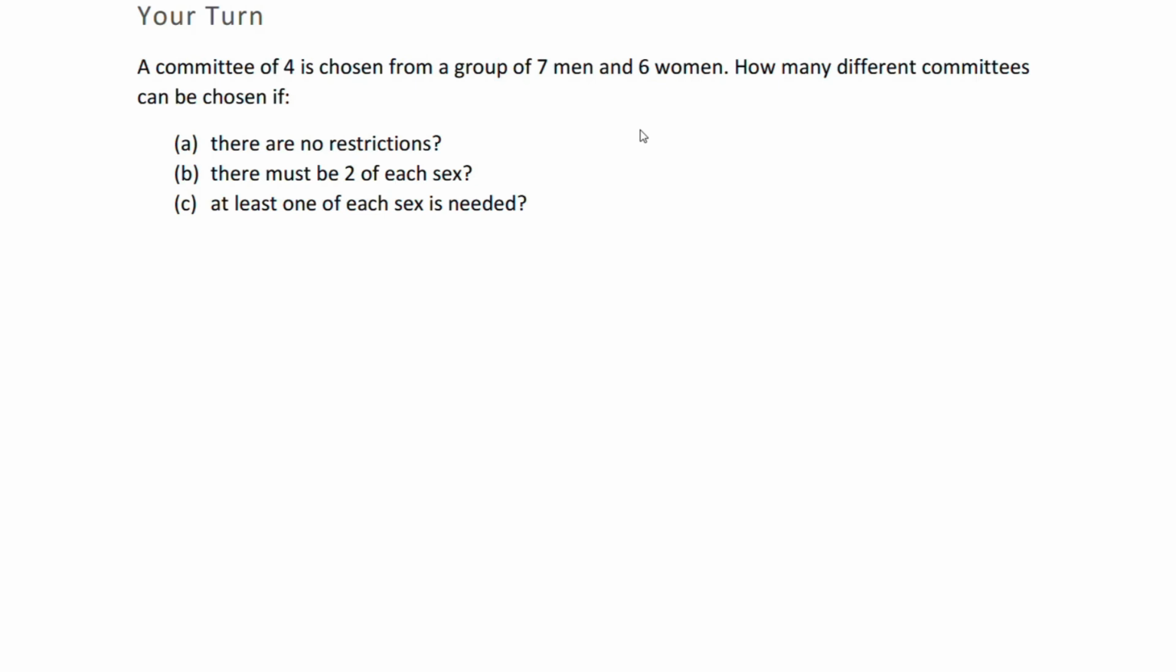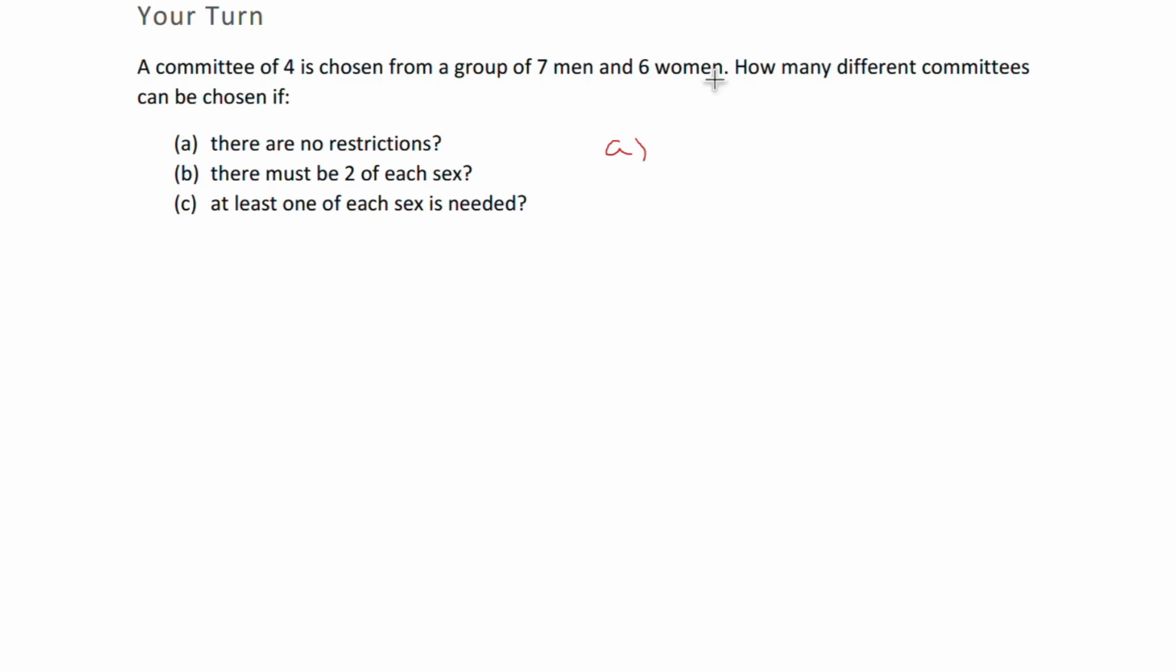A committee of 4 is chosen from a group of 7 men and 6 women. How many different committees can be chosen in different scenarios? This is a little bit more like an exam question, particularly part C, which is a little bit more involved. But let's go from the beginning. For part A, there are no restrictions.